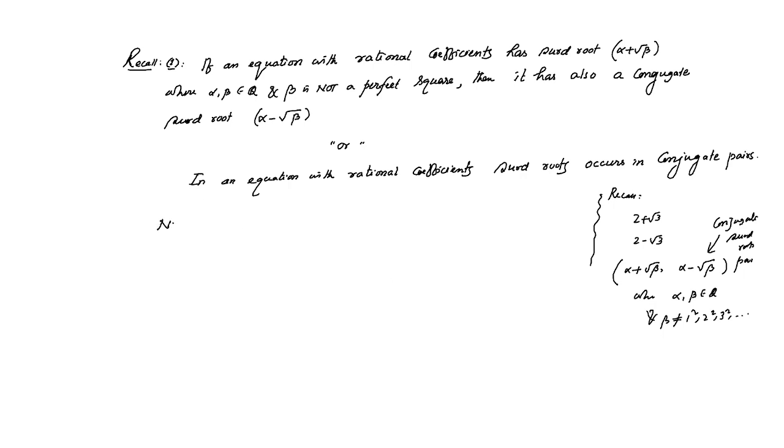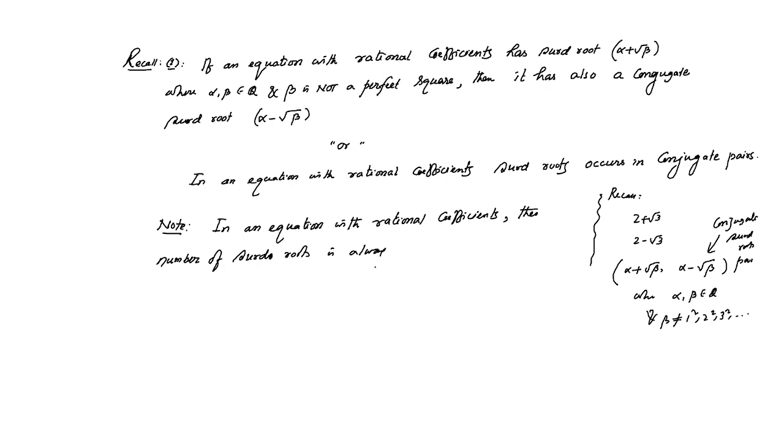So here we can deduce one important note. In an algebraic equation with rational coefficients, that means coefficients belong to Q, the number of surd roots is always even.